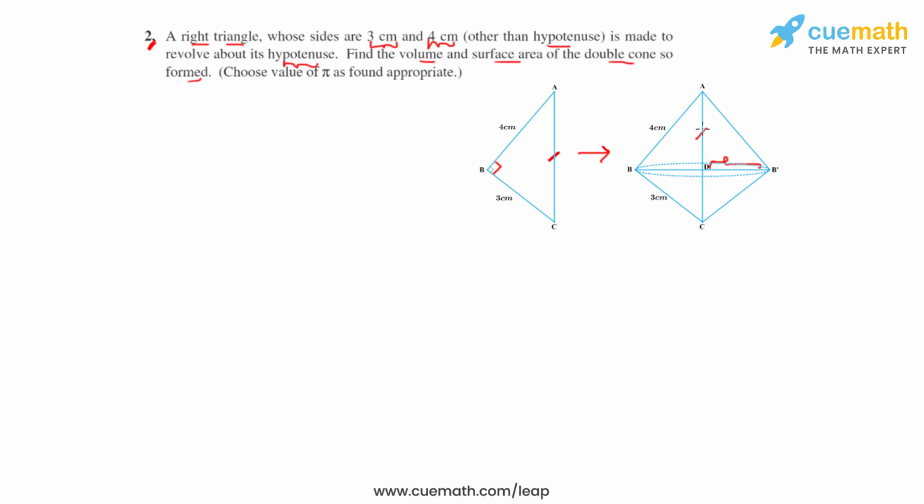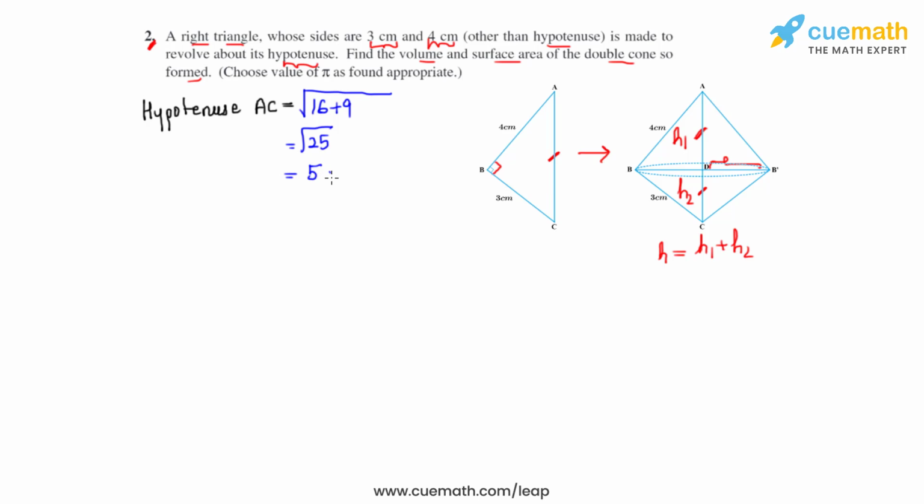And if I take AD to be the height for the cone which is above as H1 and DC as the height for the cone which is below as H2, we would understand that the total length, that is H, equal to H1 plus H2, will be nothing but the length of the hypotenuse. So we'll start by finding the value of the hypotenuse AC, which will be equal to under root 4 square plus 3 square, that is 16 plus 9, which equals 25, and so we get the length of the hypotenuse as 5 centimeters.